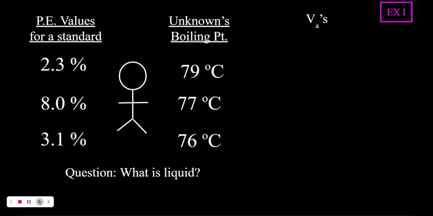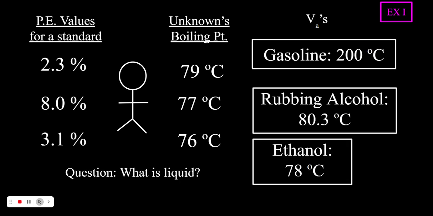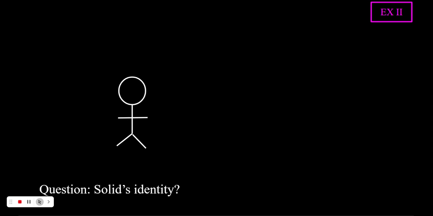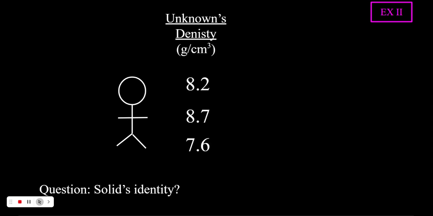Then they look up accepted values of various liquids, and they come up with these 3. You can see that this is very close to both of these numbers. Therefore, you can eliminate gasoline, but you can't discern between these two, but you can say it's maybe either of them. Which is good because now you can do another test for which one of those it is.